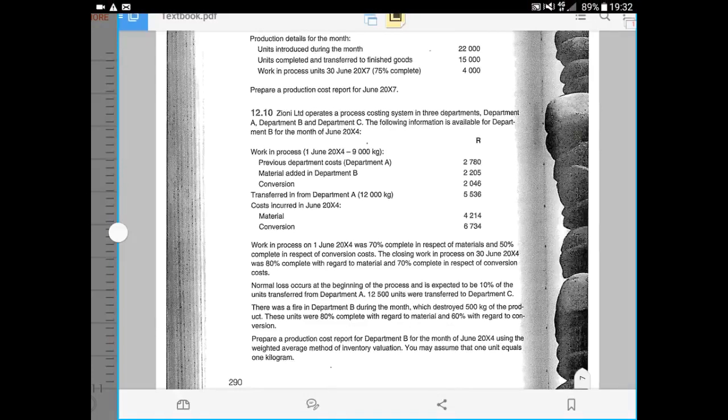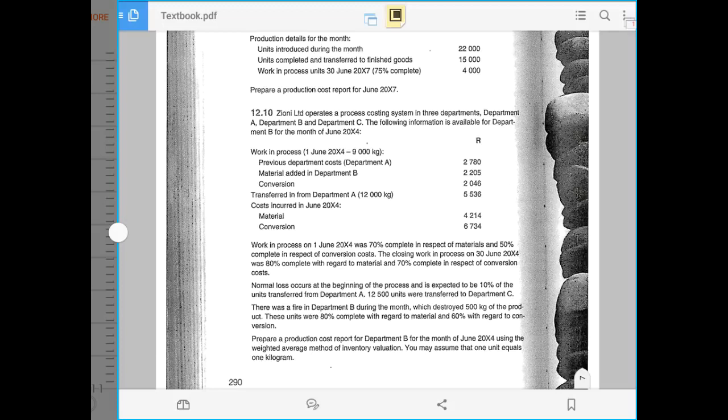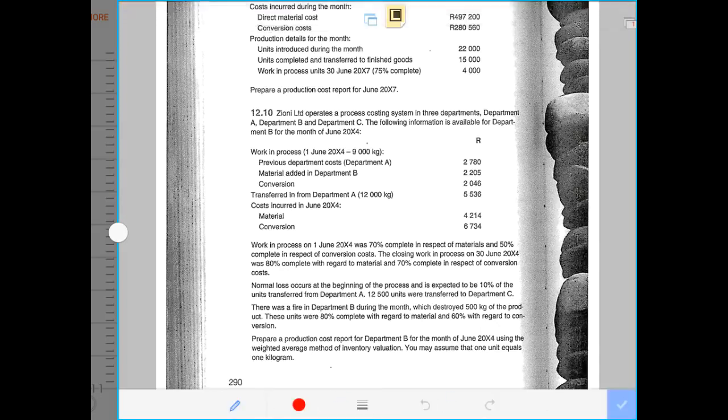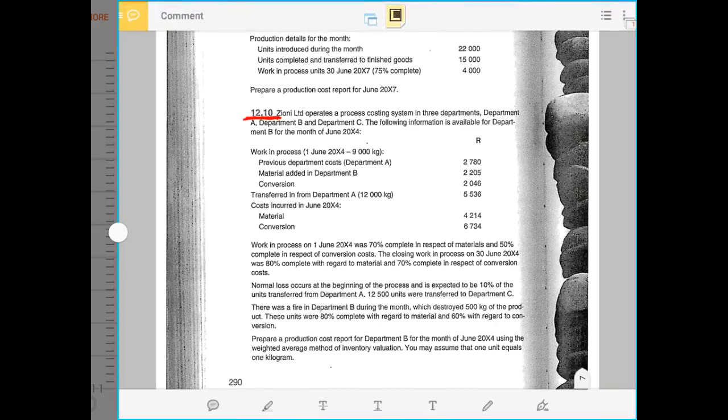Good day, students. We'll be doing the exercise on cost and management accounting 2. The exercise that I'll be doing is in chapter 12, and it will be exercise 12.10 in the topic of process costing. It reads as follows.